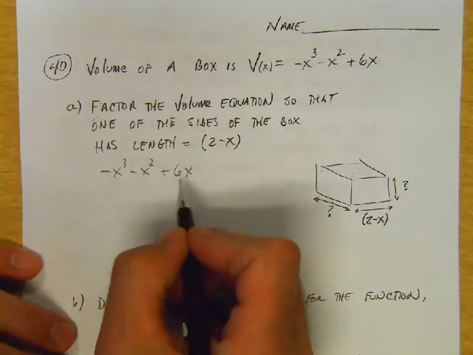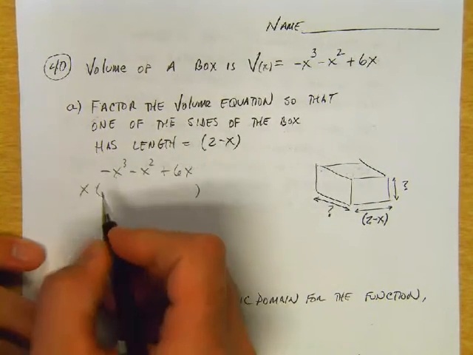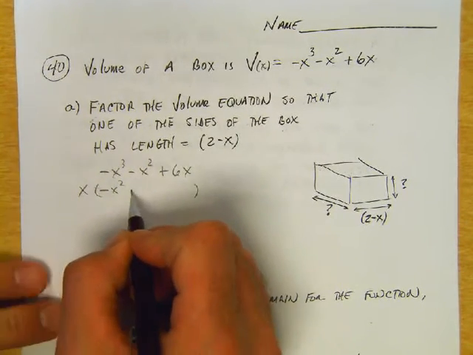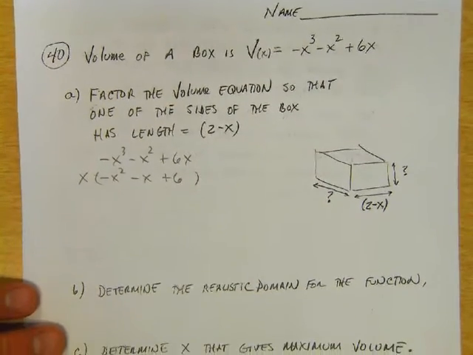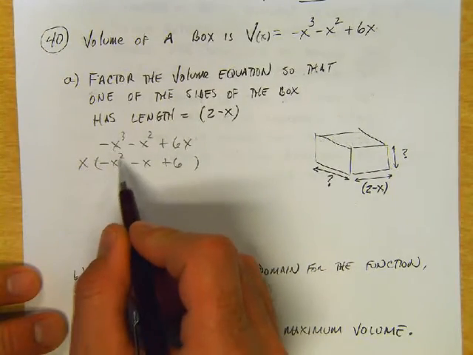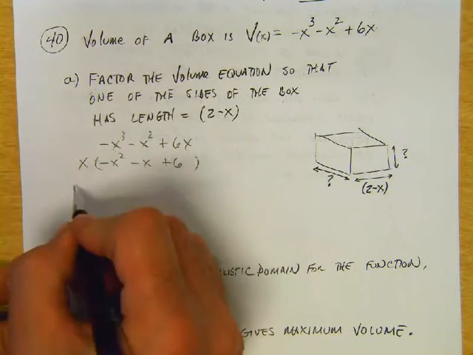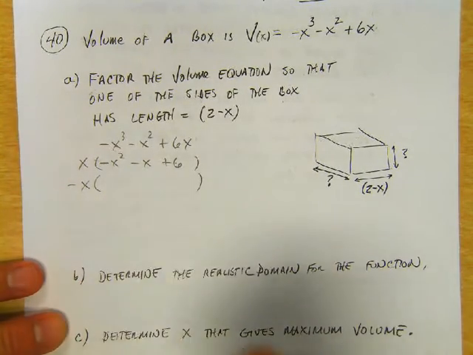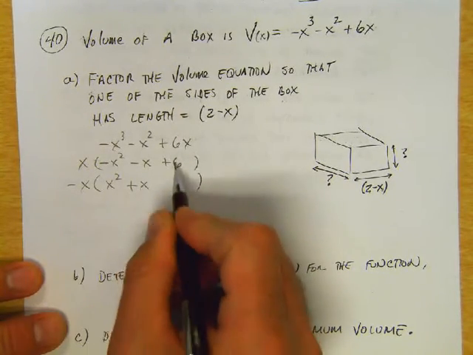And what I notice about this is that there is a common x that can be factored out of all three terms. So if you factor out a common x, you'll get negative x squared minus x plus 6. Next, if we want to factor this quadratic trinomial, it's hard to do with this negative in front. So I would like to factor a negative out of all three of these terms in the quadratic trinomial. So factor a negative out, get positive x squared, get positive x, and get negative 6.